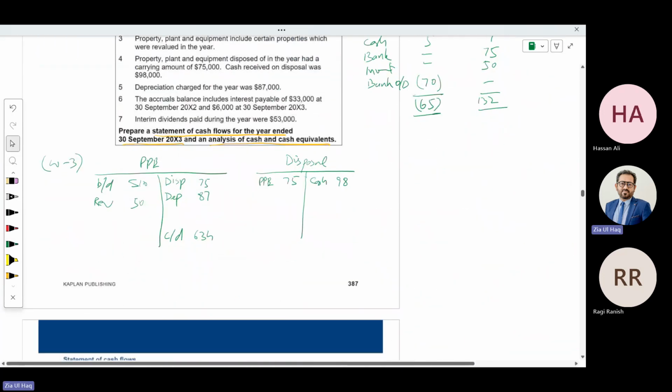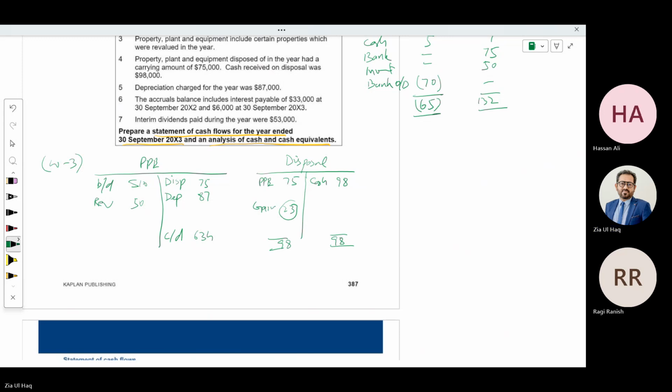So move towards the accounts. From this 98, how much is the difference? 23. What is that? Gain on property disposal. That is charged to P&L: P&L credit, disposal account debit. What is credit, income or expense? Income. What is income? Gain. That we need to adjust.